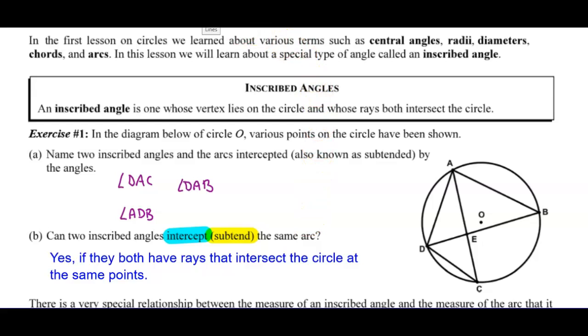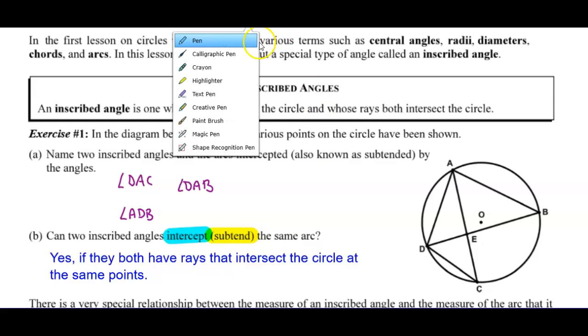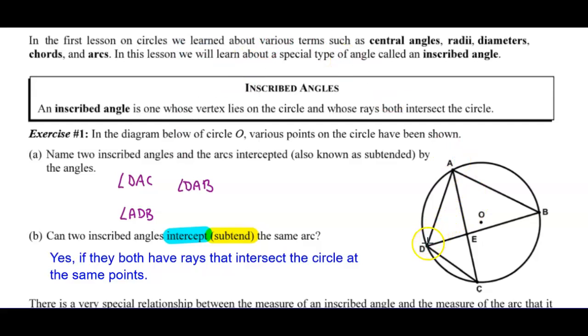Now by subtend, what we mean is that if, let me just grab a quick highlighter here, if I start with D and I go out to A, and I go out to B, that's an inscribed angle. And what it ends up doing is subtending this arc here. And so arc AB is considered a subtended arc or intercepted arc by angle ADB. Think of it like the top of a snow cone. If the two chords make the sides of the cone, I know it's not a perfect cone, but if those two chords make the sides of the cone, this would be the shaved ice or the scoop at the top.